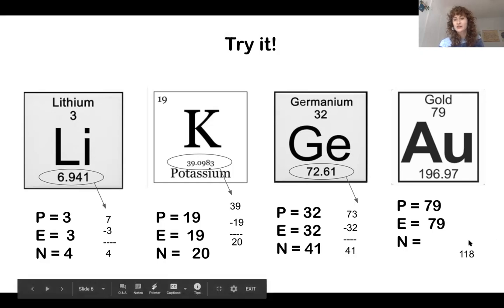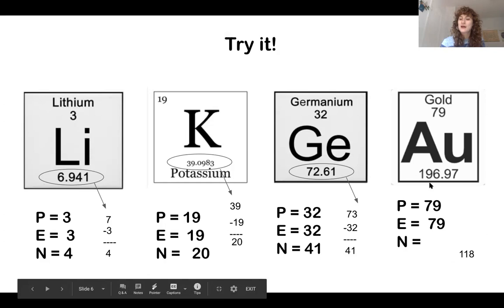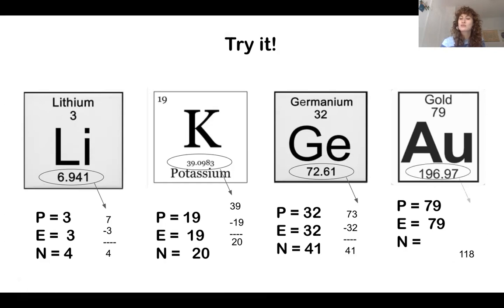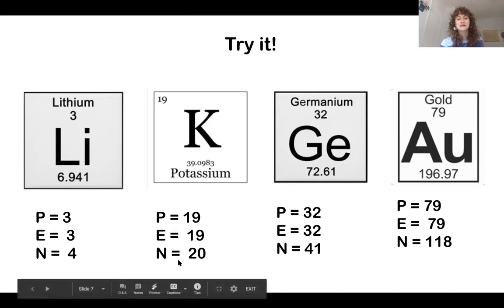Oops, I just noticed I forgot to edit the animation for the answer, but let's make sure that we're able to get the right answer for gold. So for gold, the atomic mass is 196.97, which is very close to 197. So we're rounding that up to 197. And then we're subtracting 79. And that should get you to 118. So these are the answers. And this was your video tutorial for finding the number of P, E, and N in any element.